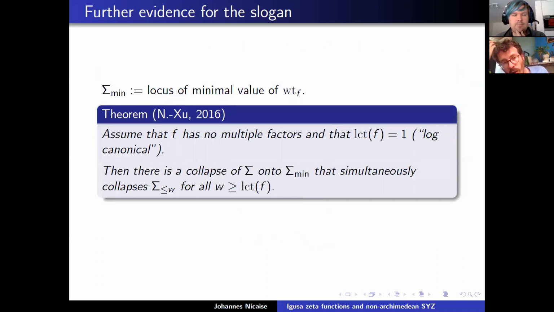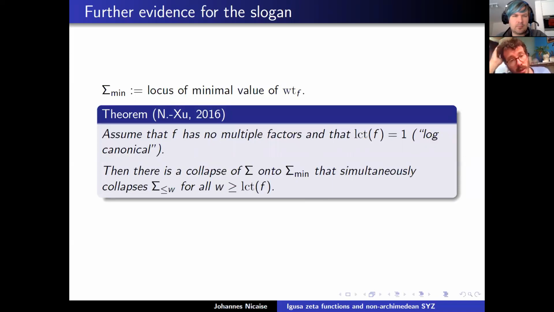Then, well, we also tried to collect some further evidence for this slogan. And so one thing one can prove, for instance, there are other theorems of a similar flavor, is the following. Denote by sigma min the locus of minimal weight. This is the set of points in the dual intersection complex sigma where the weight function takes value minus the log canonical threshold, or a better log canonical threshold, sorry.